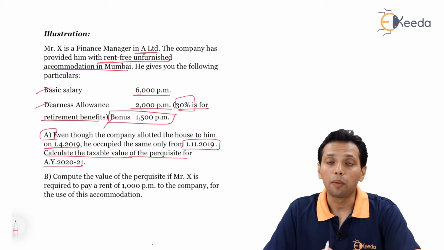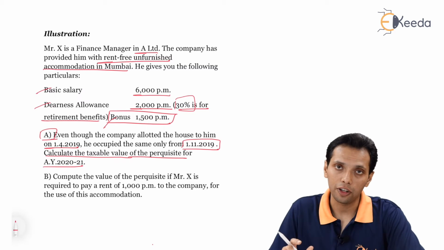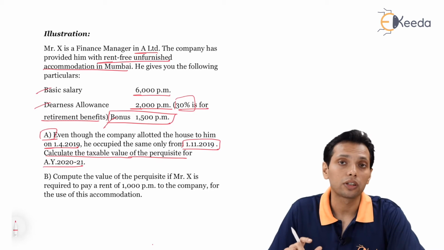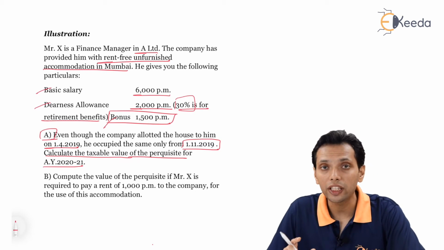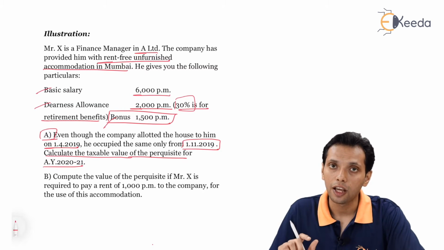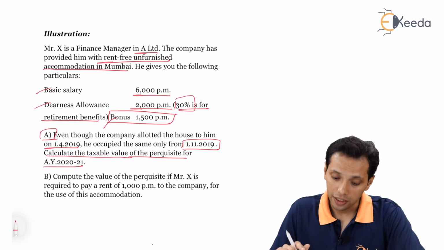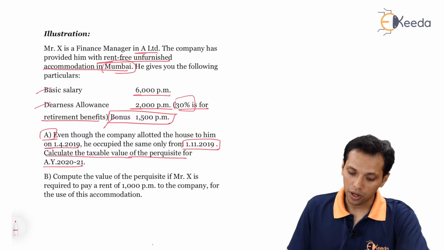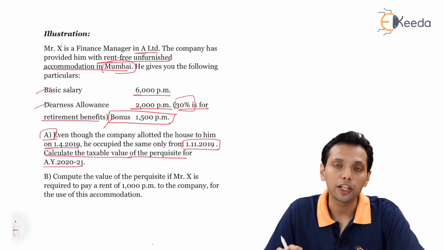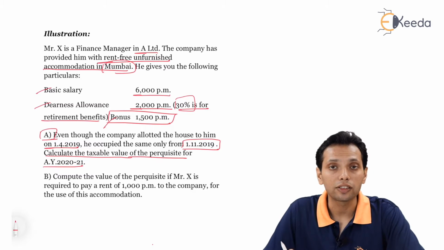Okay, and the employer being the private employer, the category would be the unfurnished accommodation provided by the private employer, which is owned. So in those cases we would have three categories: 15%, 10% and 7.5%. And since the accommodation is in Mumbai, we can assume that the population is more than 25 lakhs, and accordingly 15% of salary of the employee will be considered as the perquisite value.